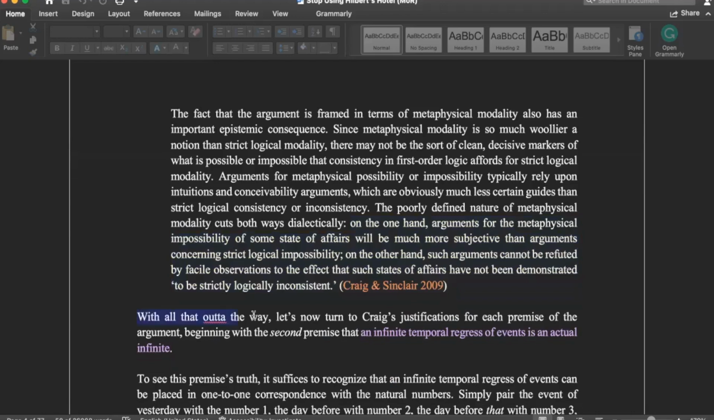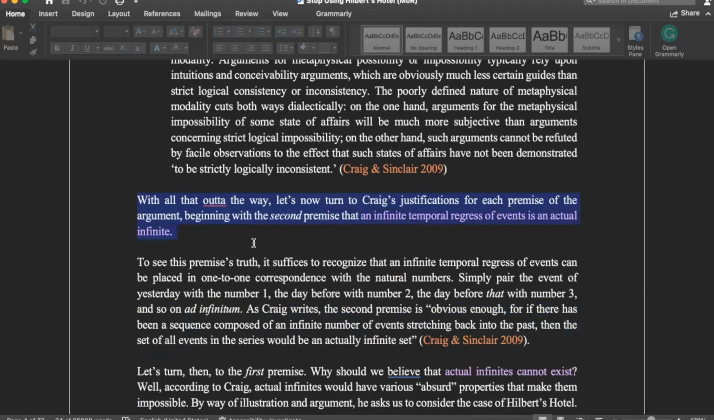So with all that out of the way, let's now turn to Craig's justifications for each premise of the argument, beginning with the second premise, that an infinite temporal regress of events is an actual infinite. So to see this premise's truth, it suffices to recognize that an infinite temporal regress of events can be placed in one-to-one correspondence with the natural numbers. Right? Just simply pair the event of yesterday with the number 1, the day before with the number 2, the day before that with the number 3, and so on ad infinitum, right?